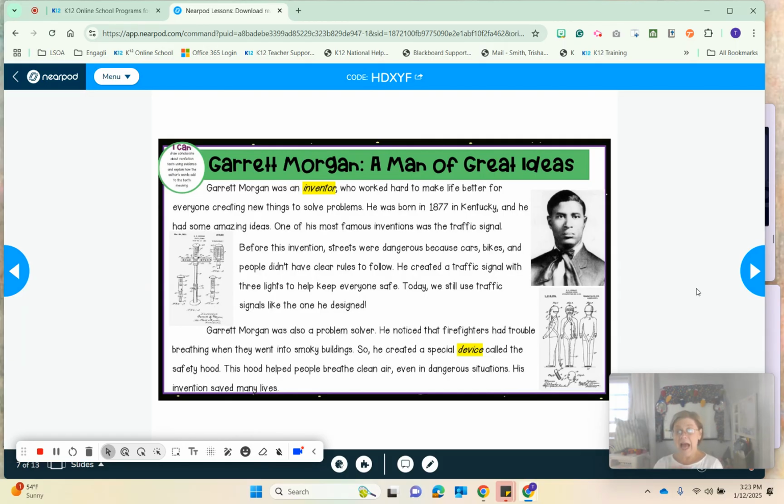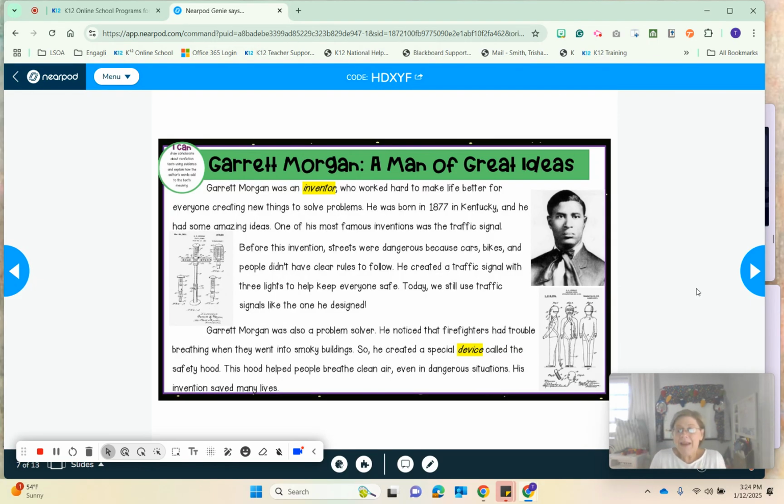And as we look through this first page, what two problems did he see? Well, he saw people were not being safe with the traffic signals that they had, so they needed a new one. And he also saw that firefighters could not breathe in buildings because of all the smoke. So what did he do? He invented a device that would help those firefighters breathe, called the safety hood. So an inventor is someone who creates new things to solve a problem. They identify a problem and they create something new to solve it. Our next vocabulary word is device. Let me put my glasses back on.